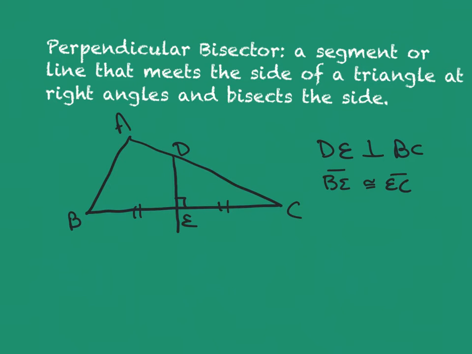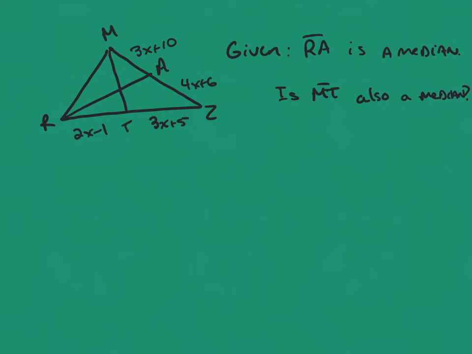Okay, before we wrap up, let's look at a couple of problems and see how some of these things might get applied. All right, so suppose we're told that RA is a median. The question is, is MT also a median? So let's look at the diagram. RA is our median here, and we know that MA is 3x plus 10, and AZ is 4x plus 6. So the question is, is MT also a median?